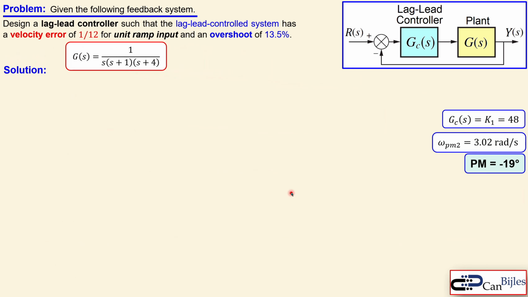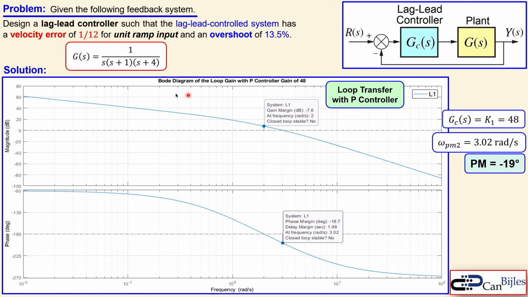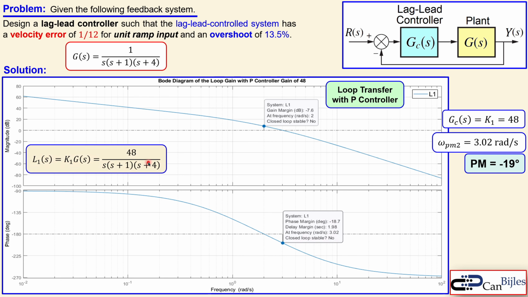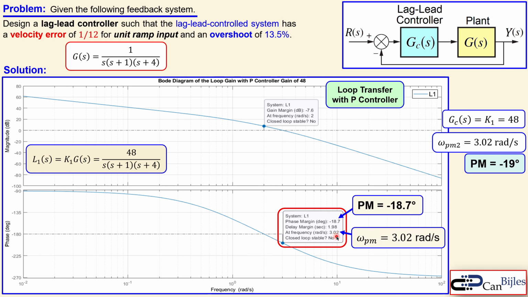Okay, now moving on and looking at the simulation results. First we start with the P controller, which is a gain of 48. I just want to show that this system is indeed not stable. It's shown here, so the closed system is not stable. You can see this is the loop transfer function with 48 as the gain, K1. And you see in this label that the phase margin is minus 18.7. We had calculated minus 19, so very close. We also see the phase margin frequency of 3.02 radians per second, which we also calculated.